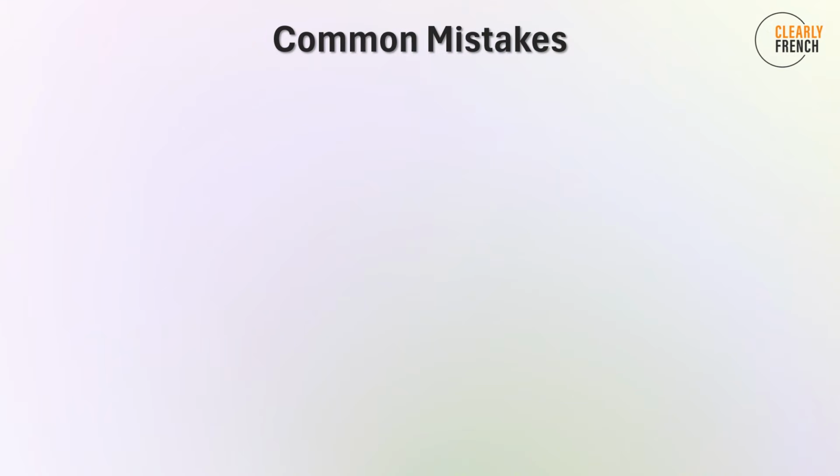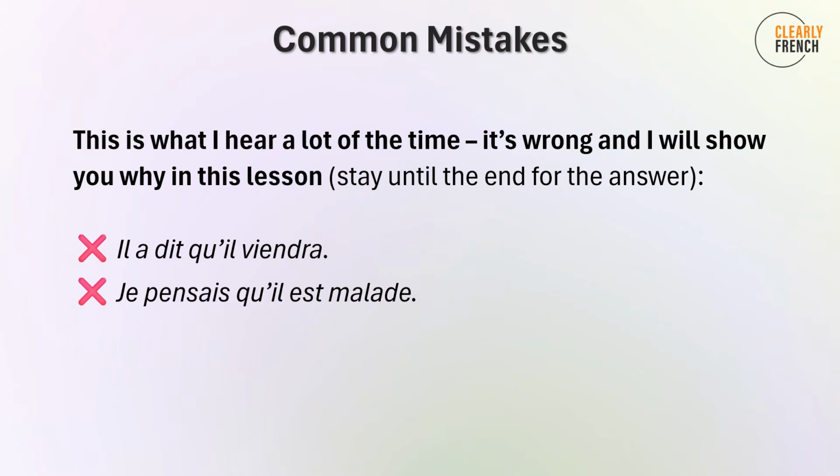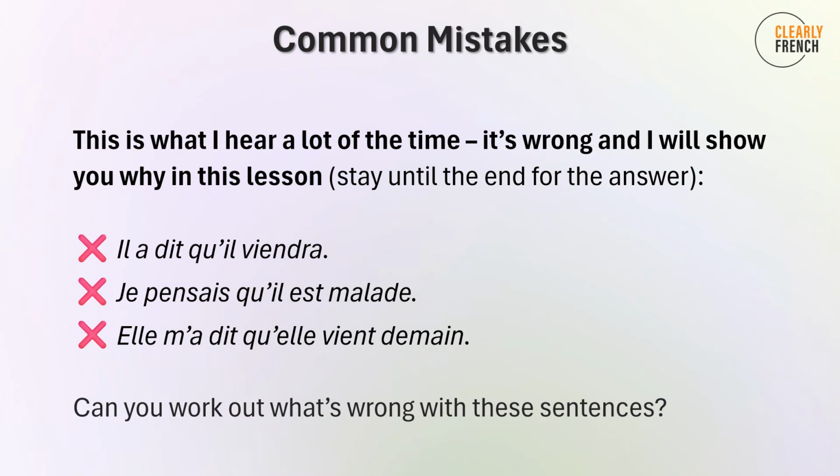Before we start, I'm going to show you some common mistakes I hear all the time. All these sentences are wrong, and I want you to work out why. Il a dit qu'il viendra. He said he will be coming. Je pensais qu'il est malade. I thought he's ill. Elle m'a dit qu'elle vient demain. She told me she's coming tomorrow. Can you work it out? I'm going to give you the answers at the end of this lesson.